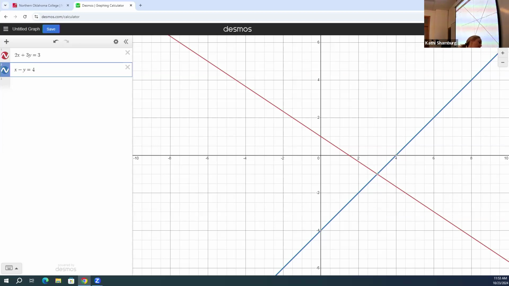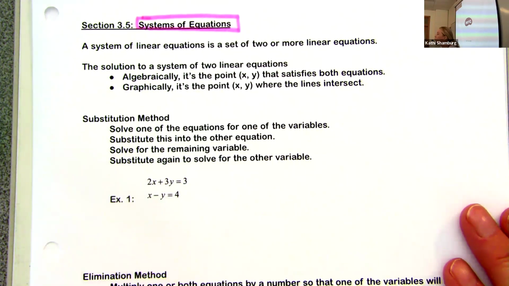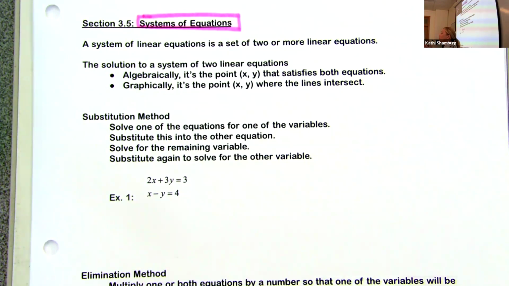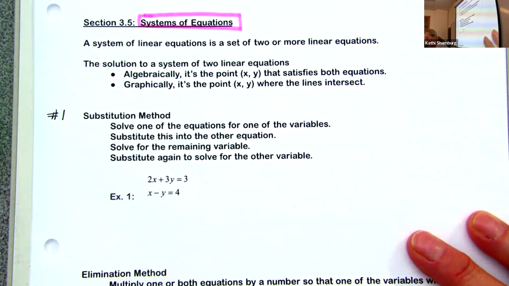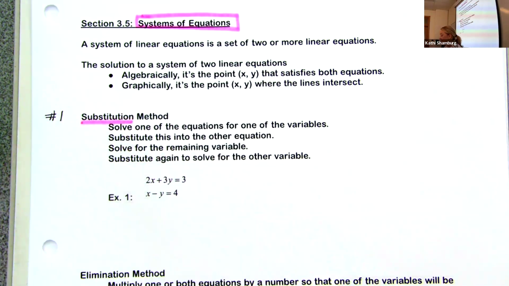So I'm going to go back to here. So we already know what the ordered pair is. We're going to look at 3 different ways to find that ordered pair, because you're not going to have the ability to use Desmos. That's not part of this class. Okay, so the first method is what we call the substitution method. And it's just that. We're going to substitute something for something else.